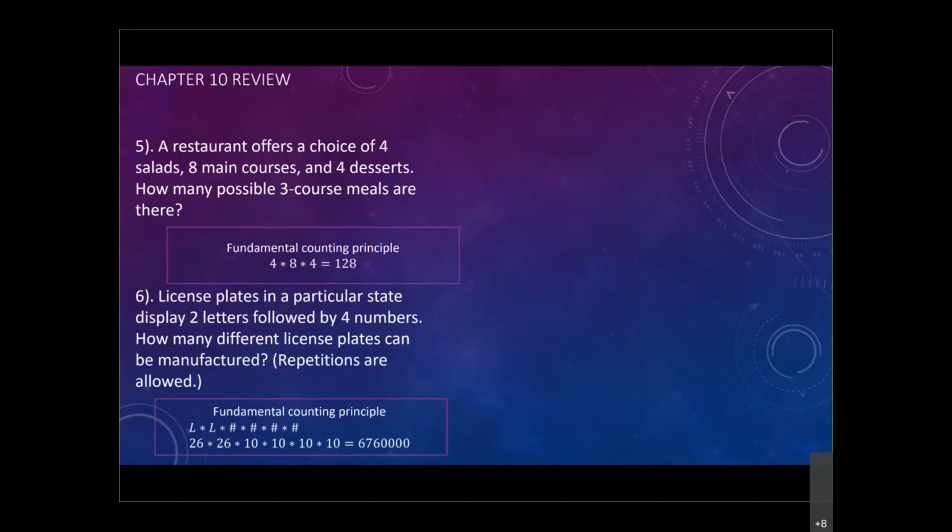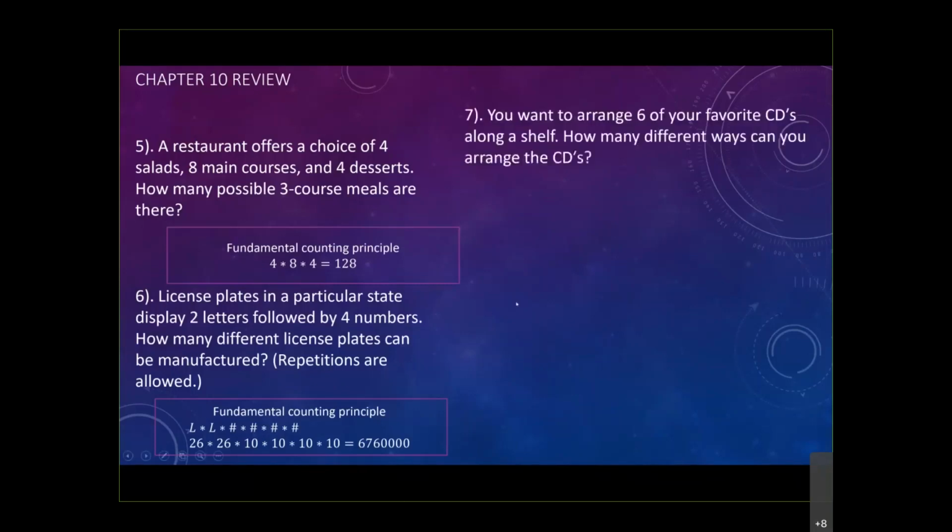All right. Let's take a look at number 7. Hopefully number 7 is very similar, and we can apply the fundamental counting principle to it. But let's take a look: you want to arrange 6 of your favorite cities along a shelf. So how many different ways can you arrange the cities, right?